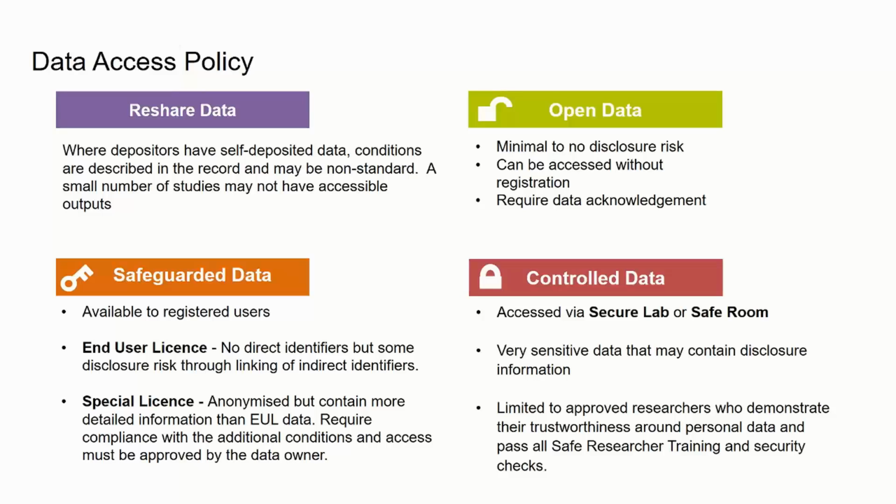Next, we have our safeguarded data. We have 2 different access levels as part of the safeguarded classification. The first of these is end user license. These data contain no direct identifiers, but there is a small disclosure risk through linking the data. So the EUL data, as it's commonly referred to, is protected by the need to hold an account with us, but can be downloaded almost immediately from our online catalogue.